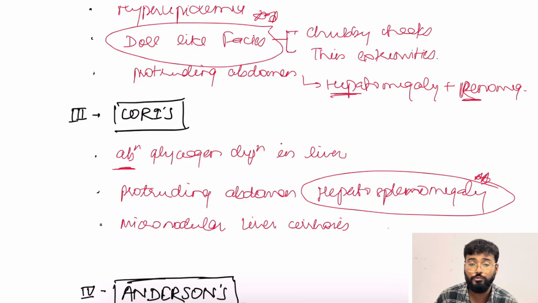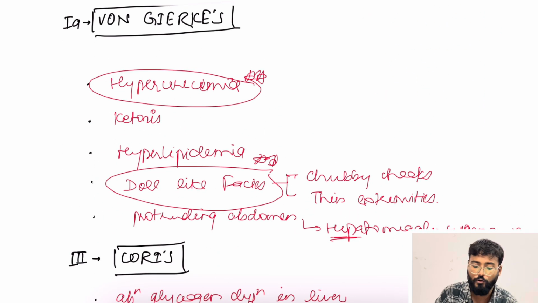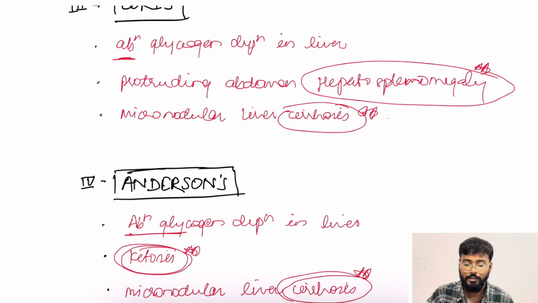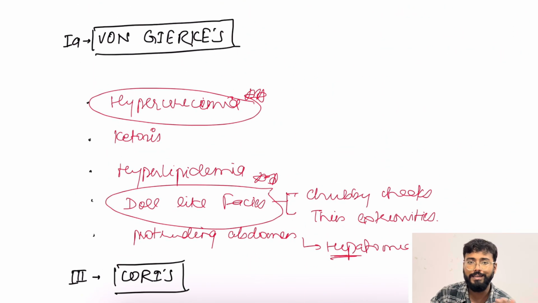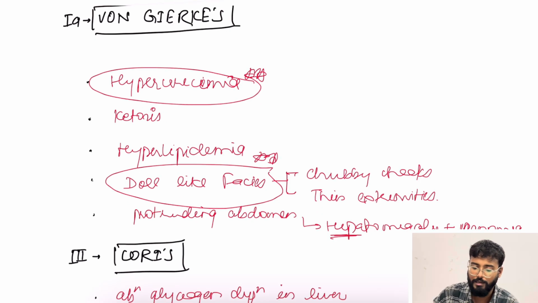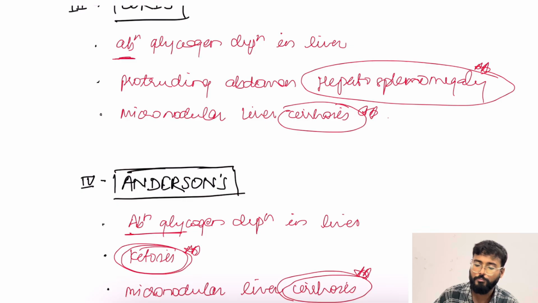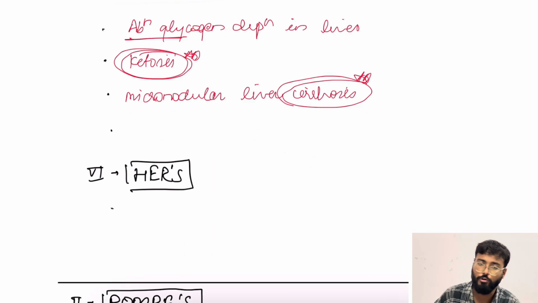In Cori's, you are going to see hepatosplenomegaly and cirrhosis. And in von Gierke's, hyperuricemia and doll-like facies. So if you remember only two of all these features, you can easily eliminate the other types and mark the correct answer. So: hepatosplenomegaly and cirrhosis in Cori's, and ketosis and cirrhosis in Anderson's. And obviously you are going to see hypoglycemia in all these cases.